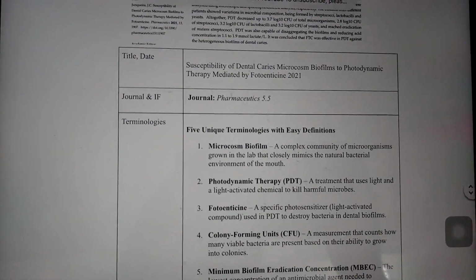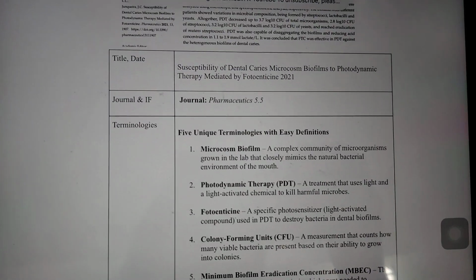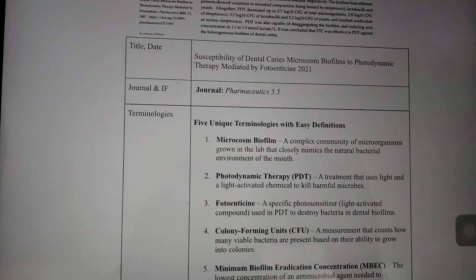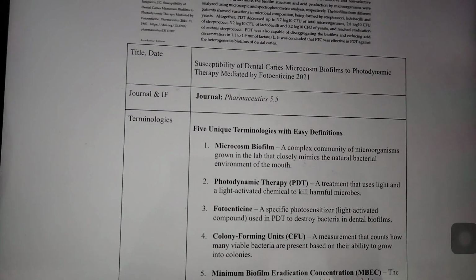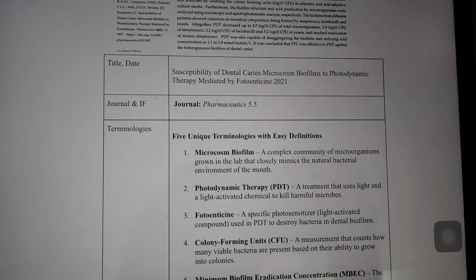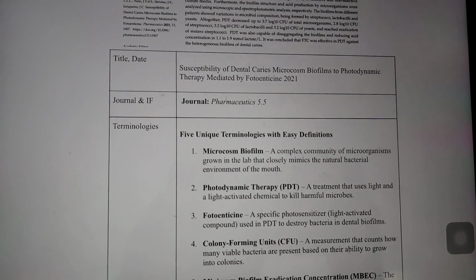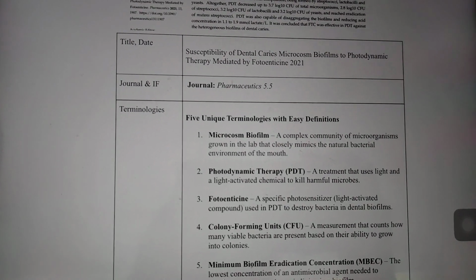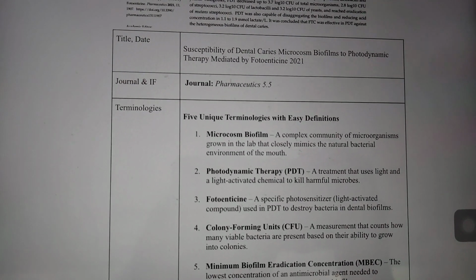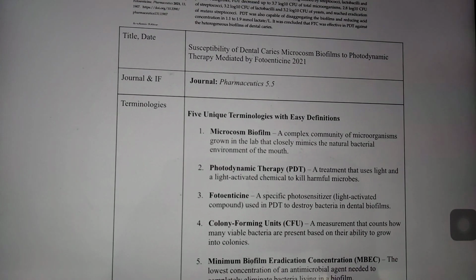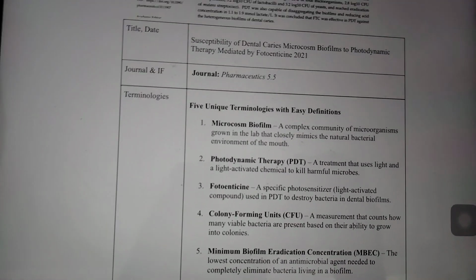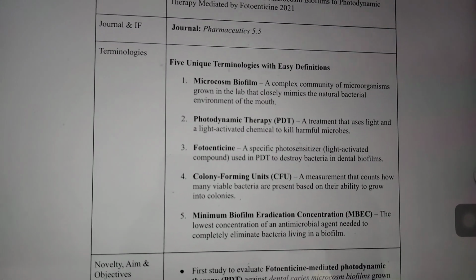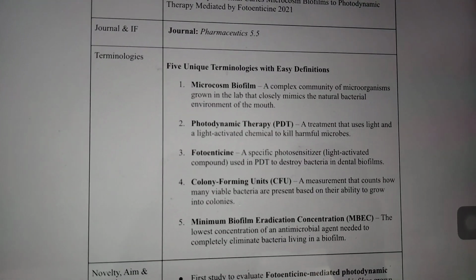I want to discuss some unique terminologies which will be helpful while discussing this journal club. We have to know about microcosm biofilm, a complex community of microorganisms grown in the lab that closely mimics the natural bacterial environment of the mouth. Photodynamic therapy, a treatment that uses light and a light activated chemical to kill harmful microbes. Photoenticin, a specific photosensitizer. It is a light activated compound used in photodynamic therapy to destroy bacteria in dental biofilms.